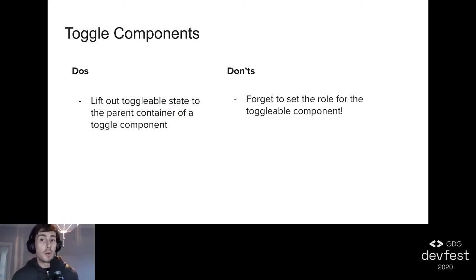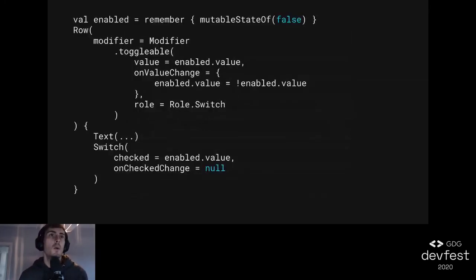This is used by accessibility services to be aware of what the component is, and then also communicate that to the user. So the role modifier we can see in the code example here, where I've assigned the role as a switch. If you're going to dive into this, you can see the different roles that are available, and you can assign them accordingly.